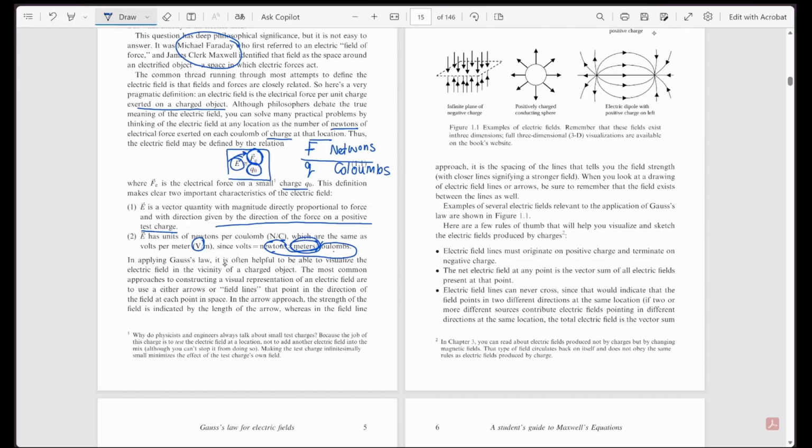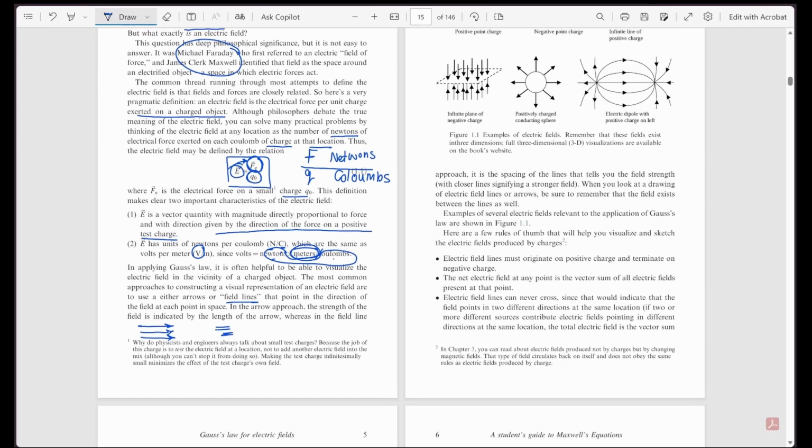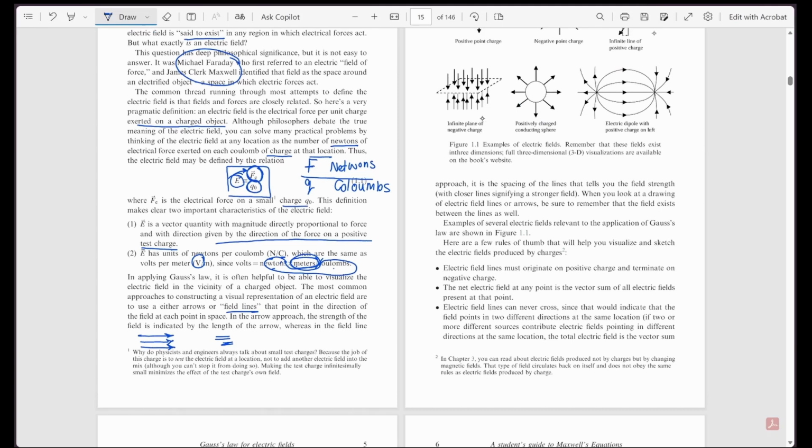In applying Gauss's law, it's often helpful to be able to visualize the electric field in the vicinity of a charged object. The most common approaches to constructing a visual representation of an electric field are to use either arrows or field lines. As we will see in a second, the field can be represented by arrows or just field lines. Here they're using arrows to represent the electric field, where the length of the arrow says how strong the electric field is. And when using lines, it's the spacing of the lines that tells you the field strength, with closer lines signifying a stronger field.